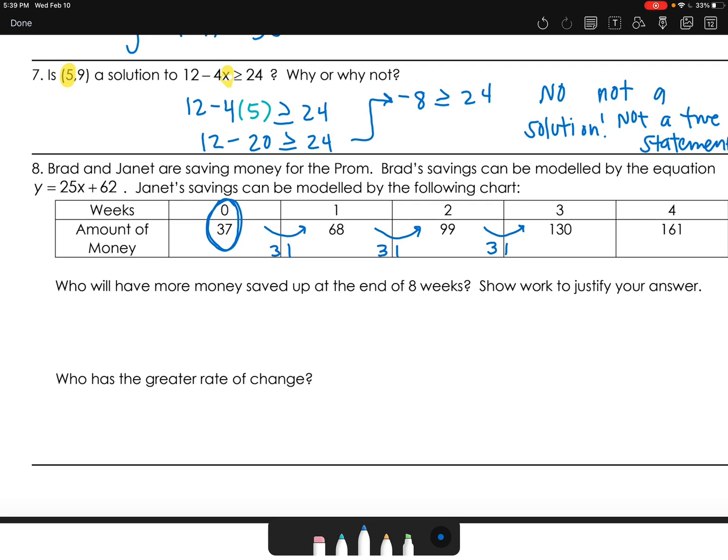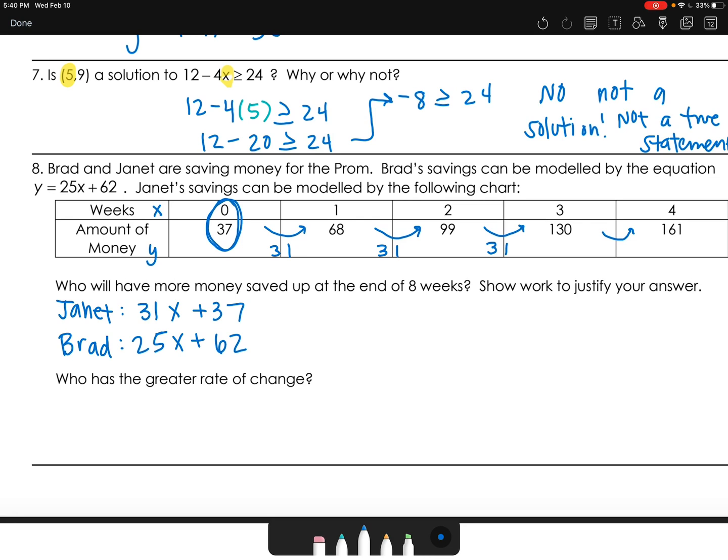And so remember when we talked about arithmetic sequences, guys, we talked about the 0th term. Well, this table kind of gives us a 0th term, because we see if this were to be x and this were to be y, we see we have x is 0. So if I wanted to write Janet's equation, this plus 37 at the end would be my y-intercept. That's my 0th term. And then it's changing by 31 each time, which is my slope. So 31x plus 37. And then we have Brad, which is 25x plus 62.